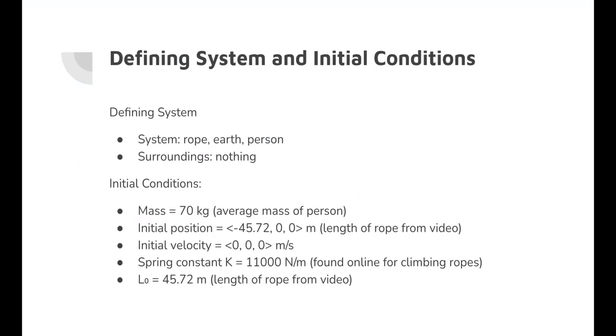To define the system, I chose the system as the rope, earth, and person, and the surroundings to be nothing. I also found all the initial conditions from the video and used some approximations.